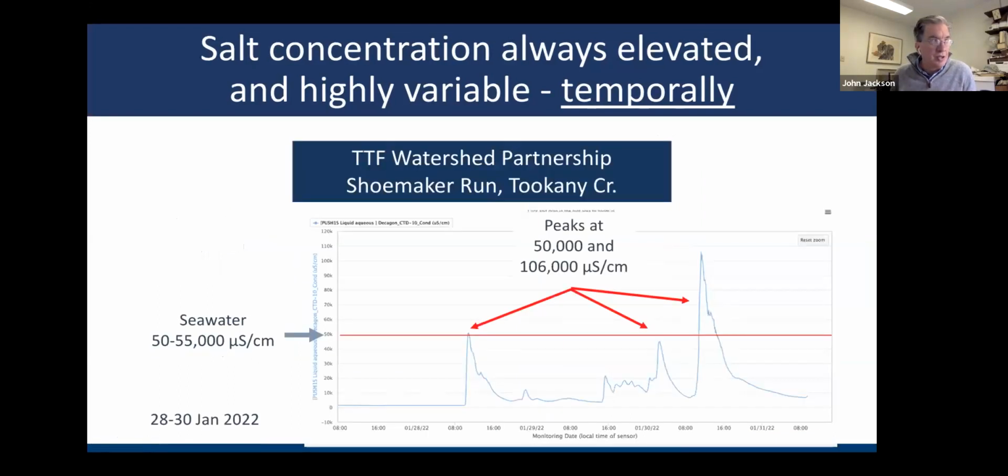Another partner put in a sensor in an area that he knew he had a problem. And this was data that was just pulled out last year, January 2022. He measured 3 peaks. All 3 were at or above seawater. And actually, one of them was twice as salty as seawater. It peaked at 106,000 microsiemens per centimeter.